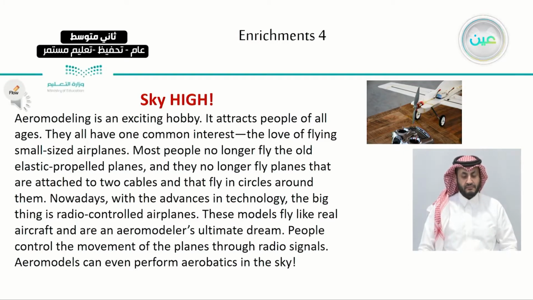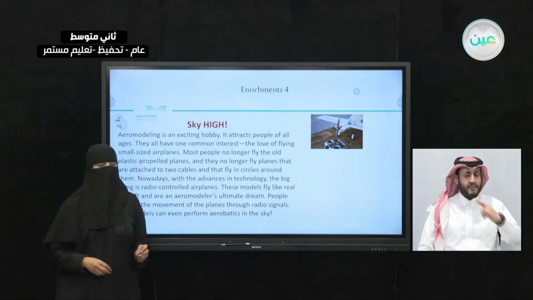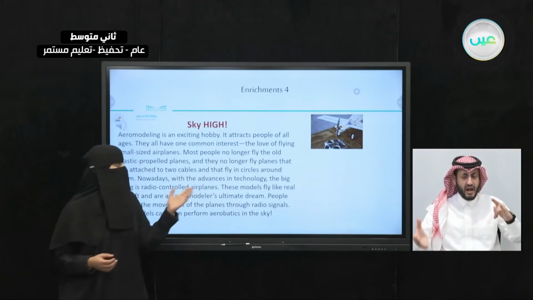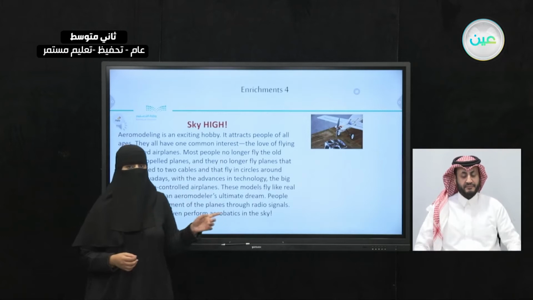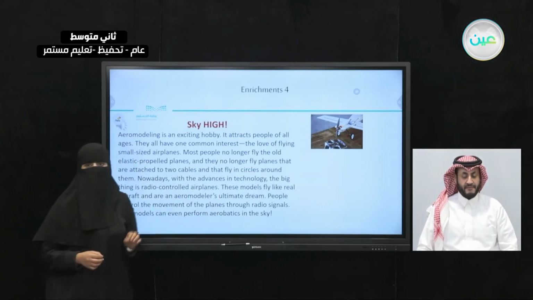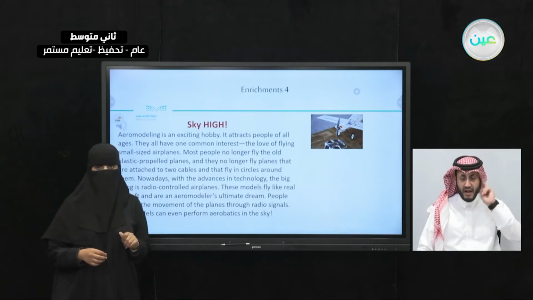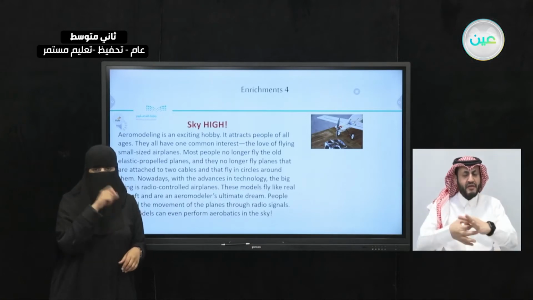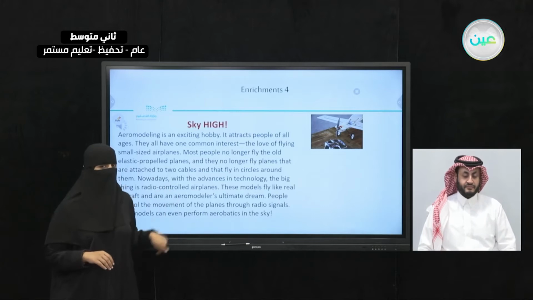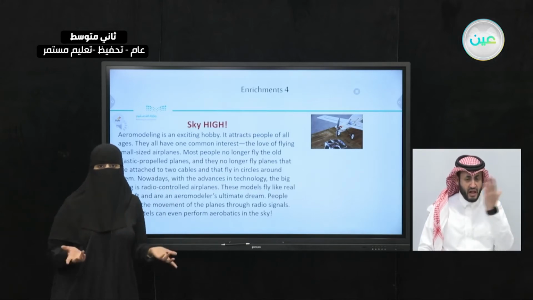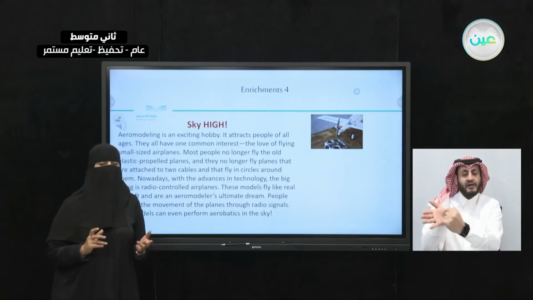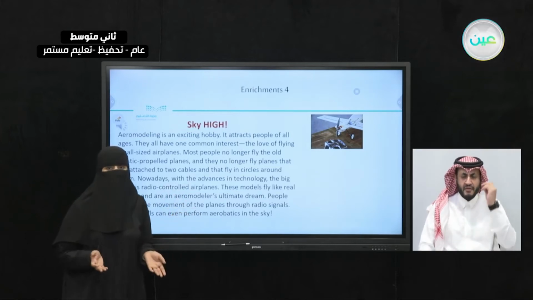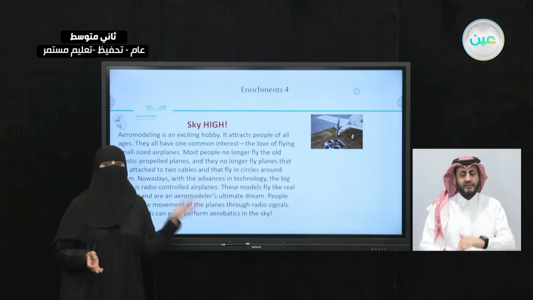Here, the title of this text is Sky High. We can see in the picture a model of an aircraft. This is called an air model. So let's listen to the audio here. Listen to the reading text and find the topic, the main ideas, and underline some details. When you're reading this, if there are some words that you don't know the meaning of, I want you to underline them so you can see, can we understand the meaning from the context? If you couldn't understand the meaning from the context, that's okay. You can look for the meaning later.